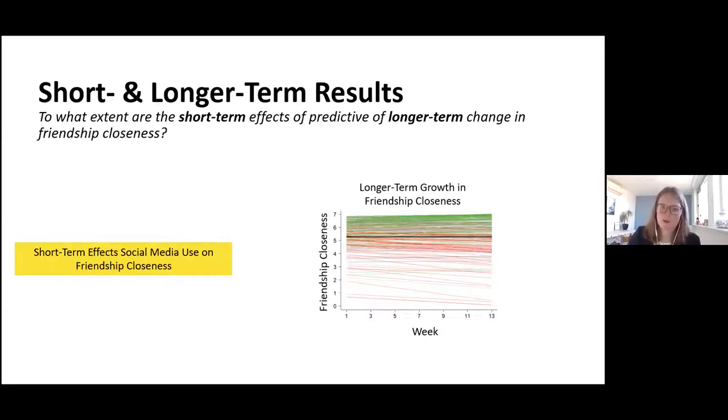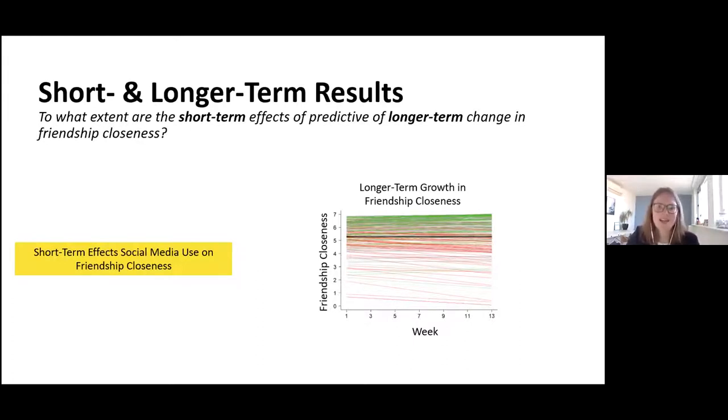So the longer-term growth over the 3 months following upon the ESM. And what you see with the black line is that on average, adolescents' mean level of friendship closeness didn't increase or decrease following upon the ESM. So it remained relatively stable. However, again, we found some inter-individual differences between adolescents, as the green line showed that there were some adolescents who got richer, whereas the red line shows that other adolescents got poorer over time.